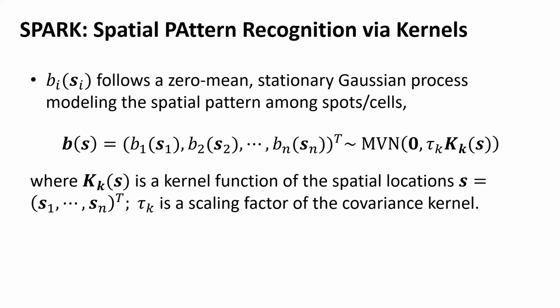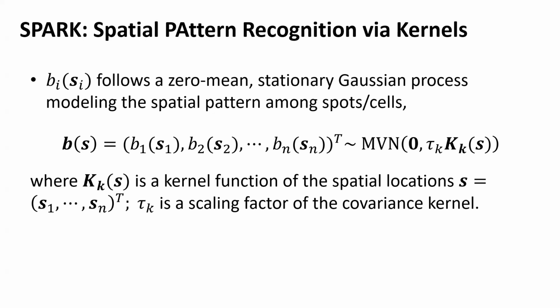Intuitively, if i and j's locations are close to each other on the tissue, then K sub ij is going to be large. And if K sub ij is large, that means that b sub i and b sub j are going to be similar to each other. Therefore, the b vector here is trying to capture the spatial similarity and the spatial expression pattern.